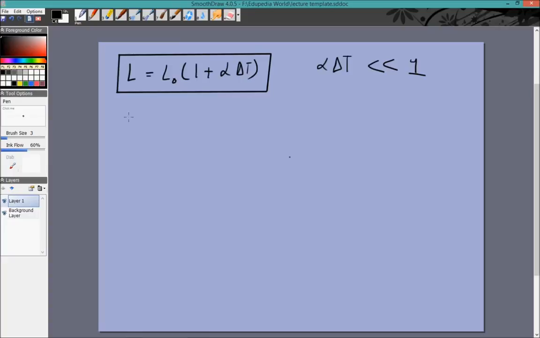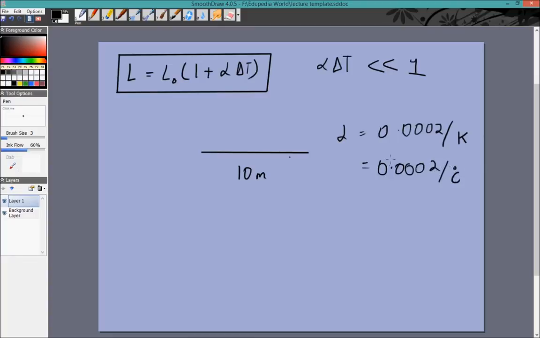Standard simple example. I have a rod of length 10 meters, let's say, and the alpha of the rod is 0.0002 per Kelvin. This is the unit of alpha. Alpha delta t is fractionless, remember that always. Alpha delta t denotes the fractional change in the length. So alpha delta t is dimensionless, that means the dimension of alpha is per unit temperature. So 0.0002 per Kelvin is exactly the same as 0.0002 per centigrade. Only in this specific case, remember that, because we are always talking about the change in temperature. This is not true always.